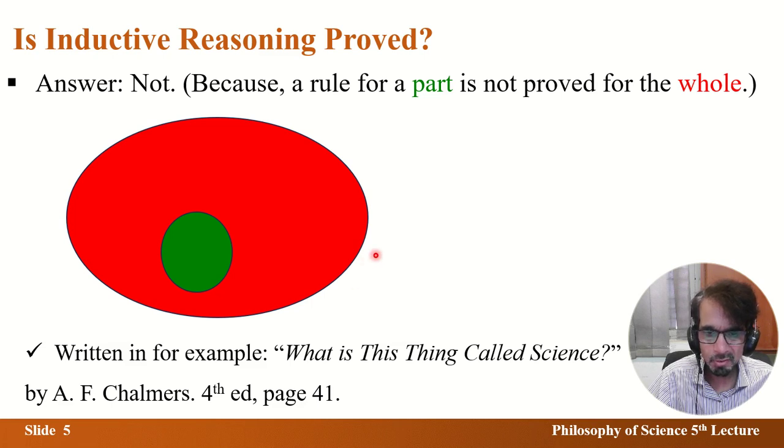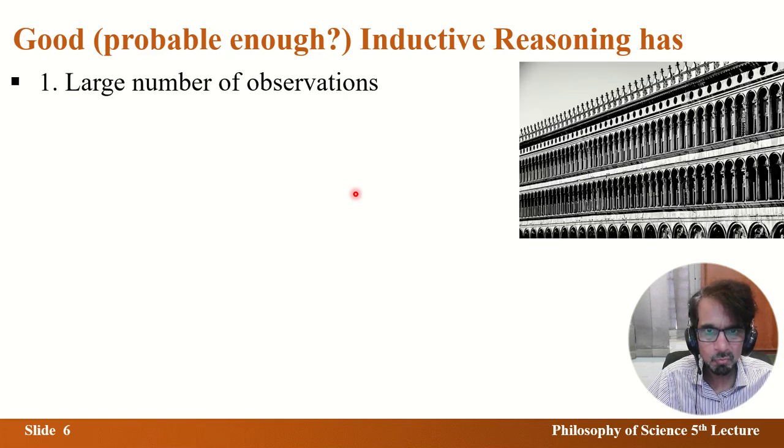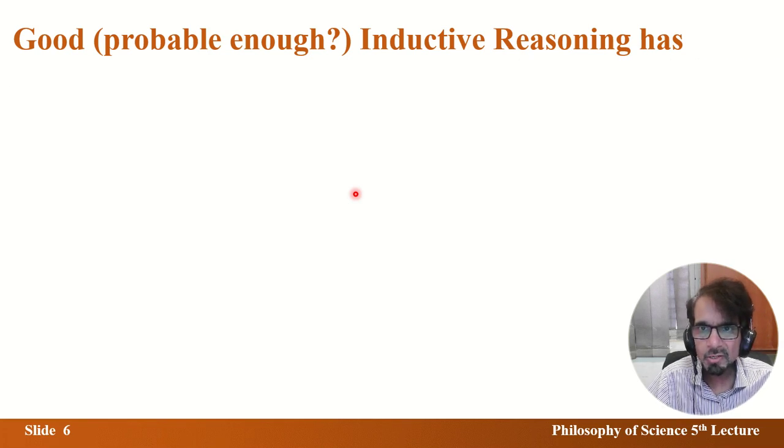And if you are not convinced by just a picture, then a reference is there. The book, which I think I mentioned before as well, is a well-reputed book on philosophy of science. The title is "What is this thing called science?" by Chalmers, and that is the fourth edition, page 41, which has clearly written on that as well. The same reference, namely Chalmers, has in the same pages or maybe the next page a list of conditions that make good inductive reasoning.